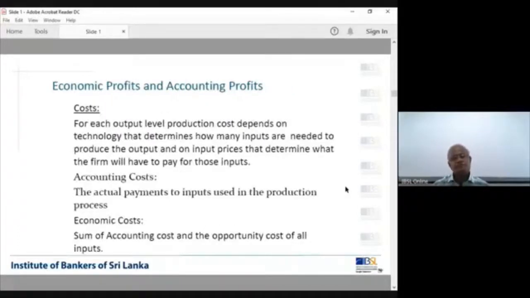Cost. For each output level, production cost depends on technology. What kind of technology? Labor-intensive technology, capital-intensive technology. How many inputs are needed to produce the output, and input prices. Technology and input prices determine what the firm will have to pay for those inputs, right? That is, revenue depends on consumer demand.